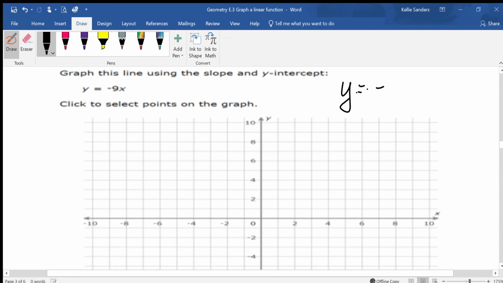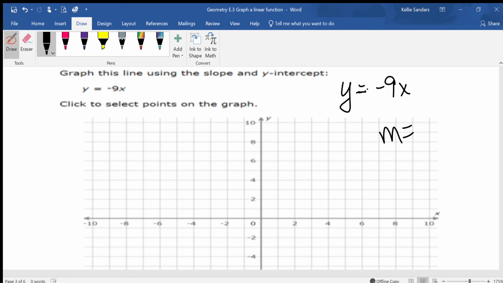Y equals negative 9x. Okay, we have a y, we have an x, so we're going to have an m, and we're going to have a b. What is our m? Negative 9 over 1. But what's our b? Where is our b usually? It's right here. Usually right there is that number, right? But if there's not a number there, what number represents not there? 0. So we're going to start at 0 and then go down 9 and over 1.